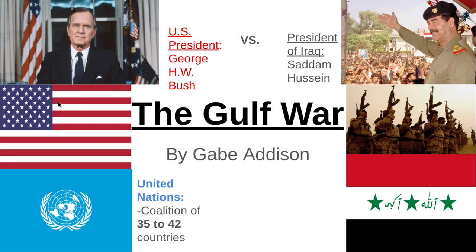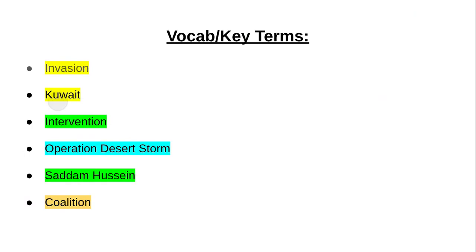Alright, today we're going to look at the Gulf War, also known as the Persian Gulf War. This was between two different sides. You had the US-led coalition of 35 to 42 countries versus the country of Iraq. Here are some key terms.